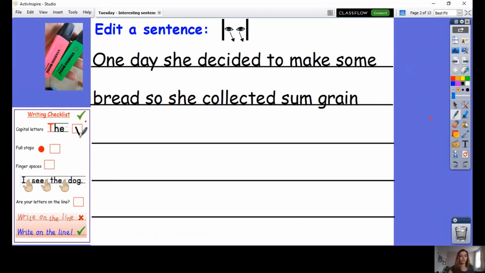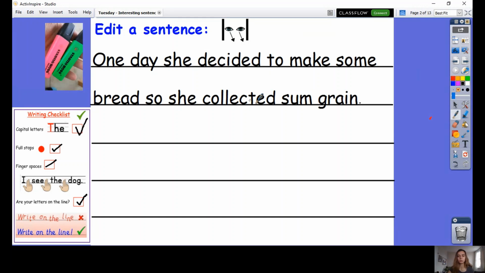off our list. Next, we are looking for full stops. Do we have a full stop in our sentence? No, we don't have a full stop in our sentence. Where should a full stop go? After some? No. After bread? No. After grain? Yes, after grain at the end of our sentence on the line. Fantastic. We've got full stops. Finger spaces? We have finger spaces. Have we written on the line? Yes, we have written on the line.